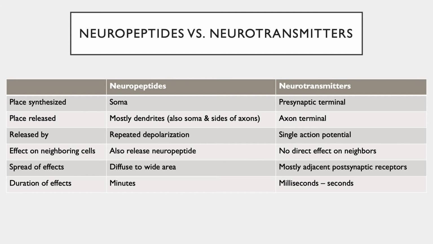Neuropeptides are also known as neuromodulators. There are many similarities between neuropeptides and neurotransmitters, but there are also really important differences. Neuropeptides are synthesized in the soma, whereas neurotransmitters are synthesized in the presynaptic terminal. Neuropeptides are released mostly by dendrites, but also by the soma and sides of axons. Neurotransmitters are released at the axon terminal.